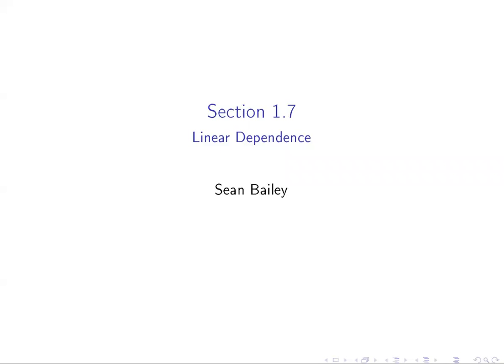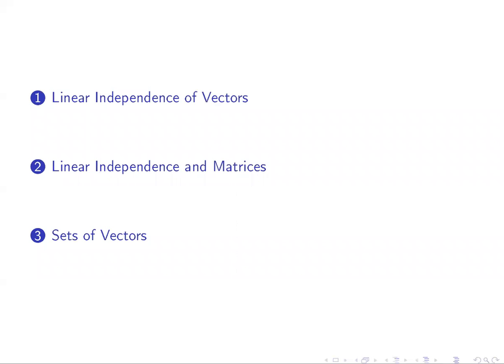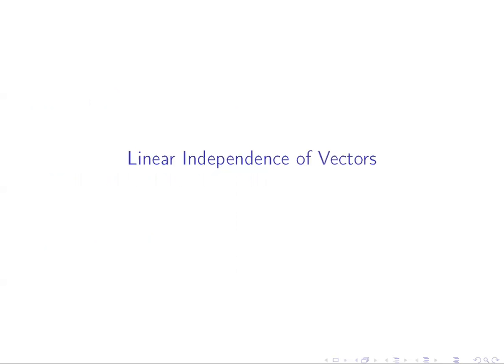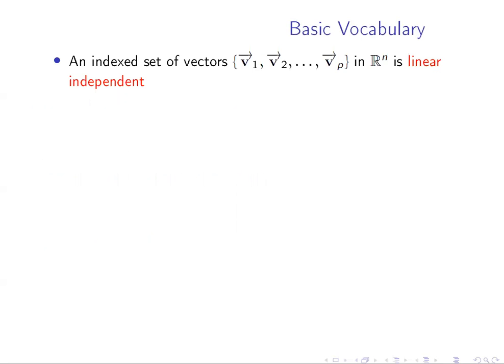Welcome to section 1.7. We're going to continue our discussion of solutions by talking about an idea known as linear dependence, or also independence, depending on which one you want to focus on. We will talk about this in terms of vectors, talk about it in terms of matrices, and then we'll talk about sets of vectors. So let's talk about linear independence of vectors specifically.